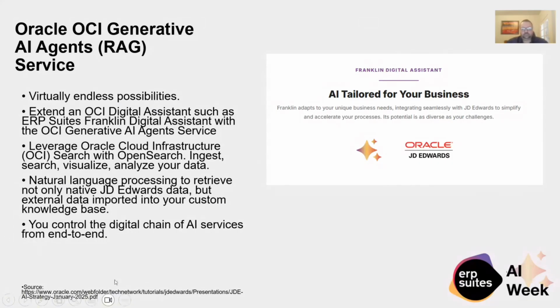So again, you control the digital chain of AI services from end to end. So you're in control of what you deploy, and you pay for those on pay as you go, right? With OCI, you don't get access to every service just because you sign up for OCI. You've got to go out and deploy those.